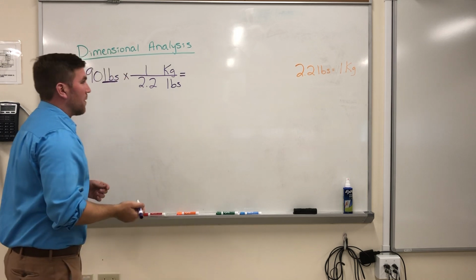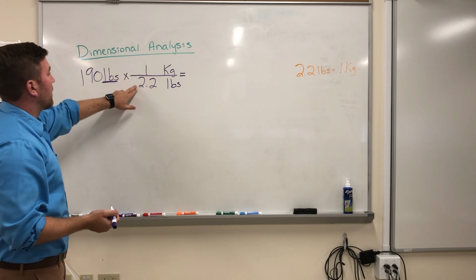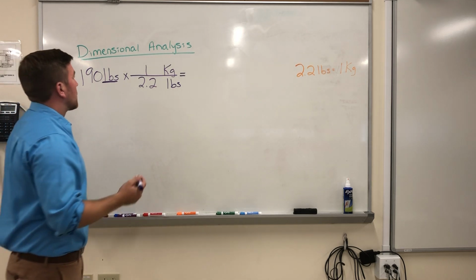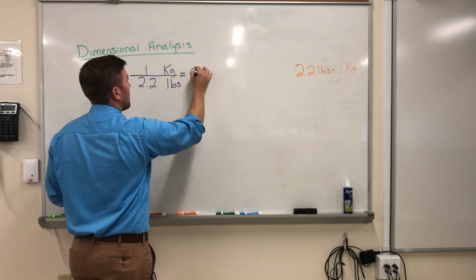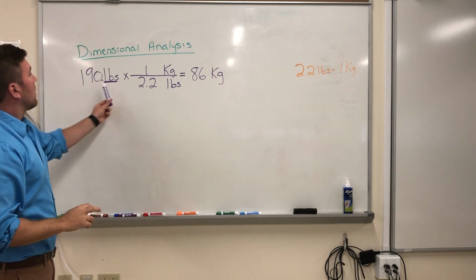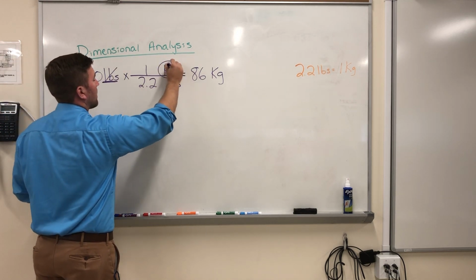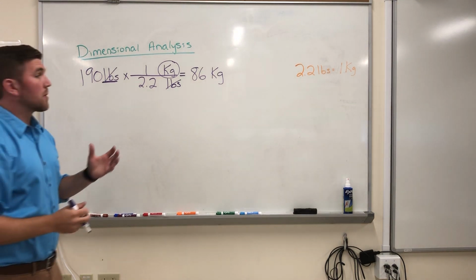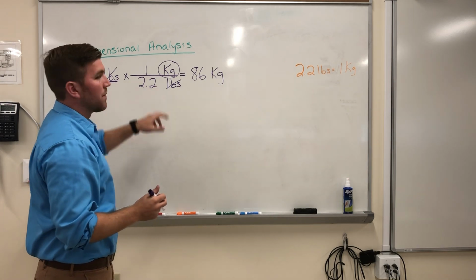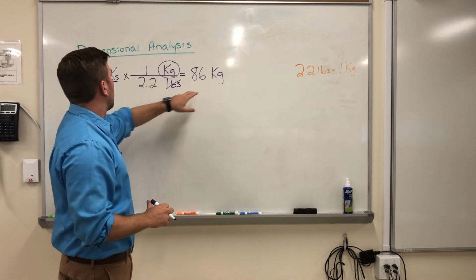So when I do my math out, I'm going to take 190 pounds, multiply by 1, and then divide by 2.2. I always will divide by whatever is on the bottom of the fraction. So when I do this, I end up with approximately 86 kilograms. You can see that the pounds cancels out, and I'm left with just kilograms as my unit. The most important part of dimensional analysis is that you always have the correct units in the right places. If you reverse them, you're going to end up multiplying instead of dividing, and you're going to get an answer twice as large.